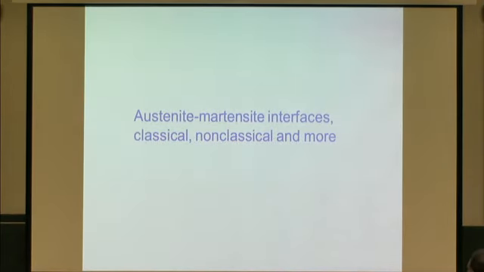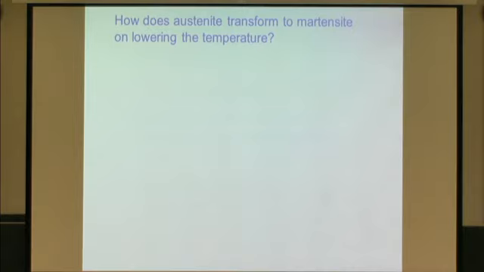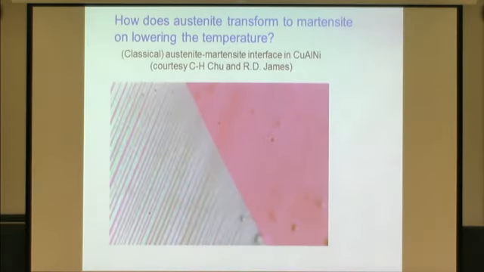Right, now that was sort of preliminary material. Now I want to talk about austenite-martensite interfaces. So how, when you reduce the temperature, do you get from the high temperature phase to the low temperature phase? Here's a picture of how it usually happens. This is in copper, aluminum, nickel, a picture of Chu and James, and you see on the right here you have the constant deformation gradient austenite. So this is cubic. This is taken at the critical temperature.